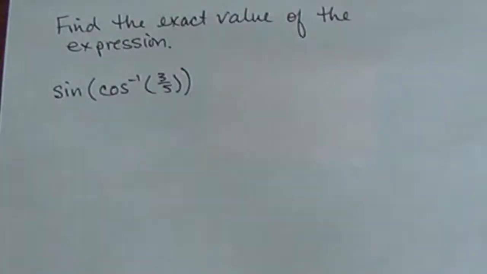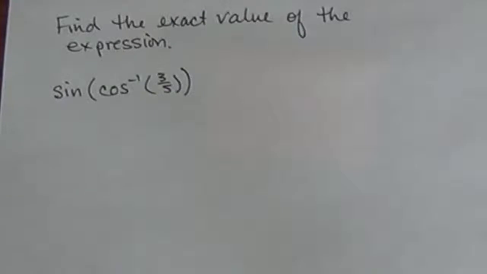So for example, we want to find the exact value of the expression sine of the inverse cosine of 3/5. As we can see, this is a composition of a sine function and an inverse cosine. So to start a problem like this, we want to start from the inside and work our way out.